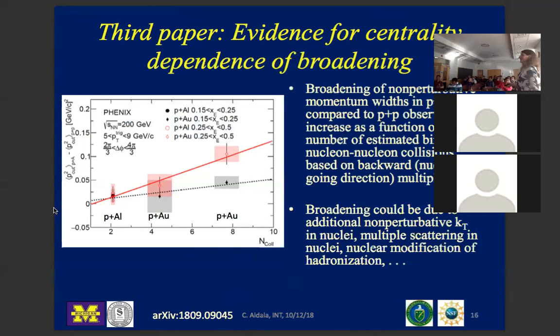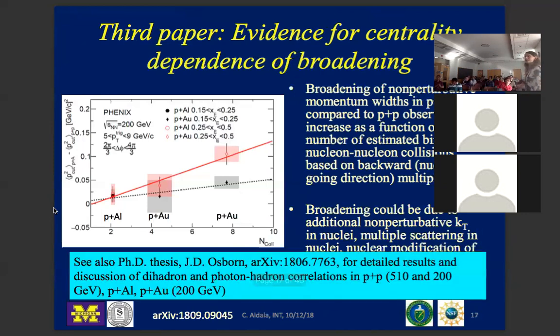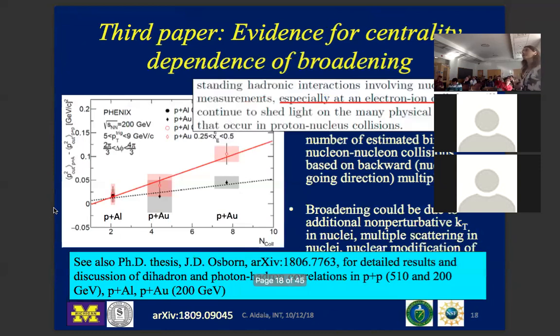It could be due to additional non-perturbative kT in nuclei, multiple scattering in nuclei, or nuclear modification of hadronization. So there are all sorts of things that could be coming into play here. But we did observe a qualitative difference between the pA and the pp. See also Joe Osborne's PhD thesis, which is on the arXiv, that discusses all of this in more detail.